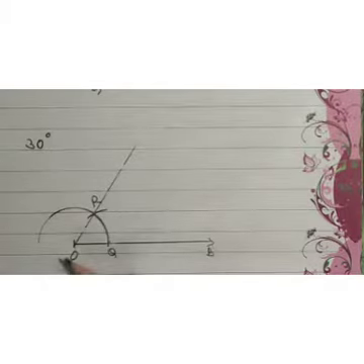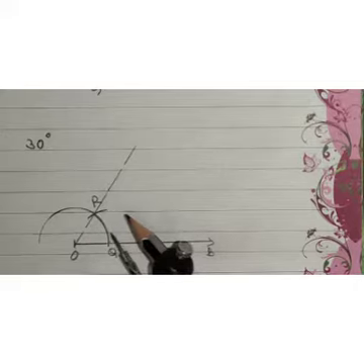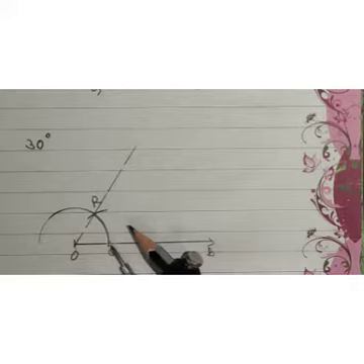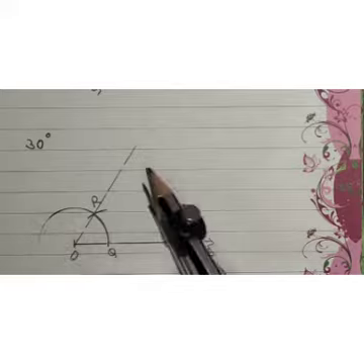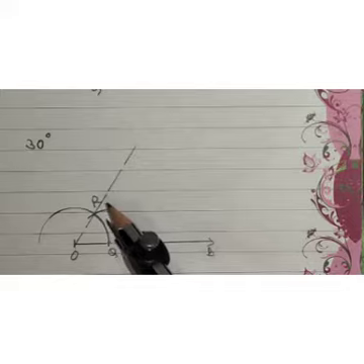To draw 30 degree angle, we will draw 60 degree angle first. As we know that 30 degree is half of 60 degree, so we bisect 60 degree angle to construct 30 degree angle. So using compass, we draw angle of 60 degree first. Here QOR is the angle of 60 degree. Now we will bisect this angle.